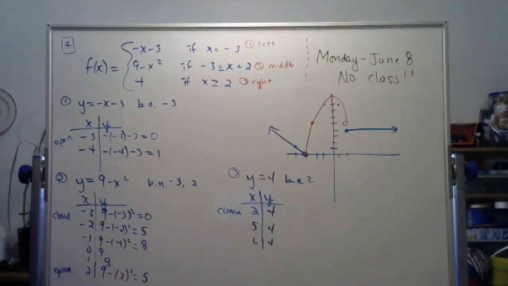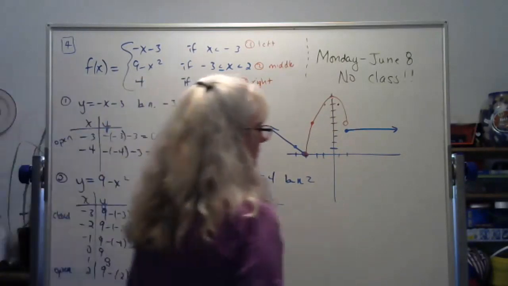That is an ugly piecewise function. That's as hard as they're going to get for you. Okay, so let's talk about the information in terms of this. So what about a domain?